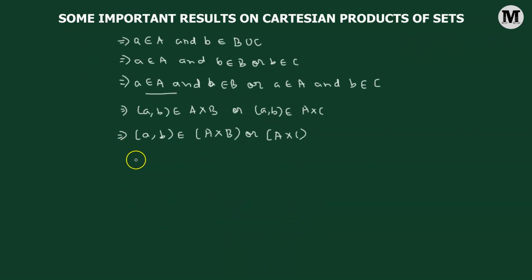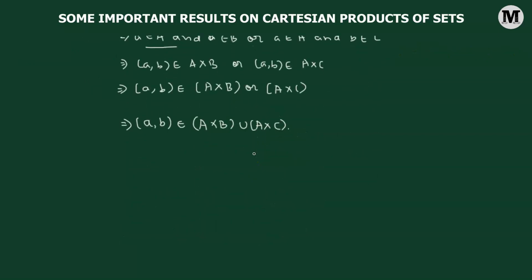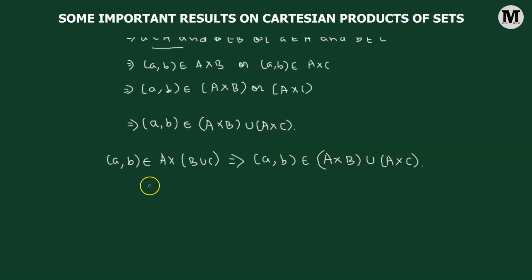Now what is the meaning of this statement? This simply tells us that the ordered pair A comma B is going to belong to the Cartesian product of A and B union with the Cartesian product of A and C. So here we started out by considering an ordered pair A comma B which belongs to the Cartesian product of A and B union C, and we were able to show that the same element also belongs to the Cartesian product of A and B union the Cartesian product of A and C. So this simply means that the Cartesian product of A and B union C is going to be a subset of the Cartesian product of A and B union the Cartesian product of A and C. Fine. So we're going to label this as number 1. This is statement number 1.